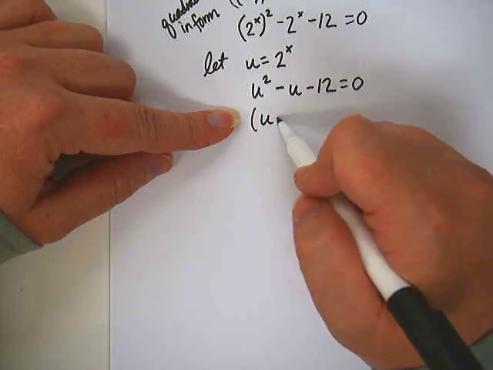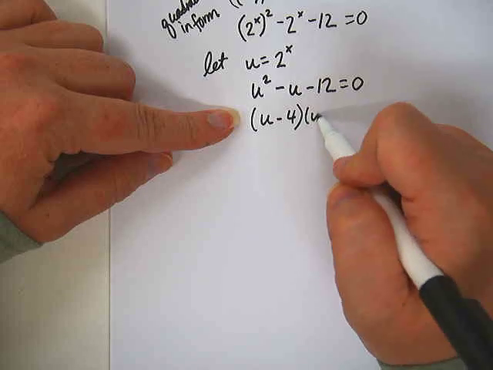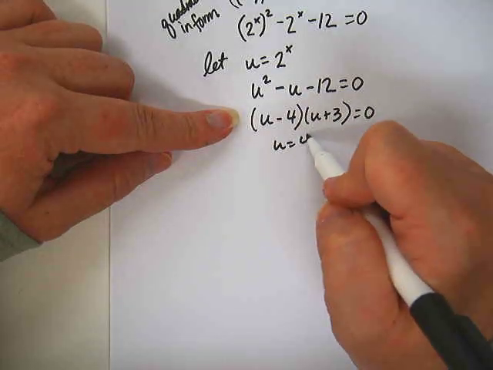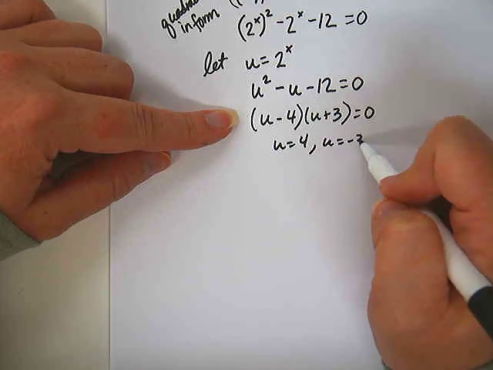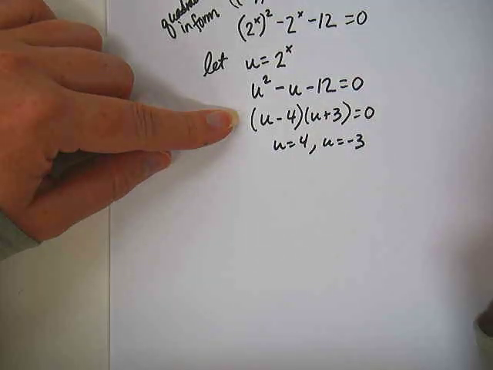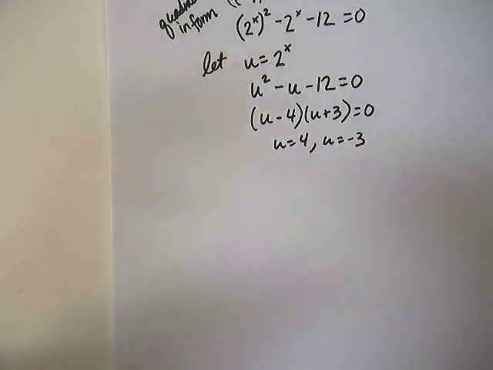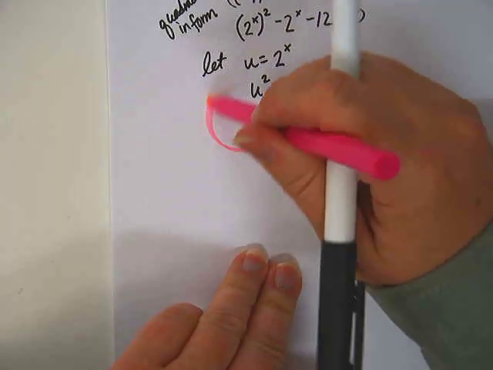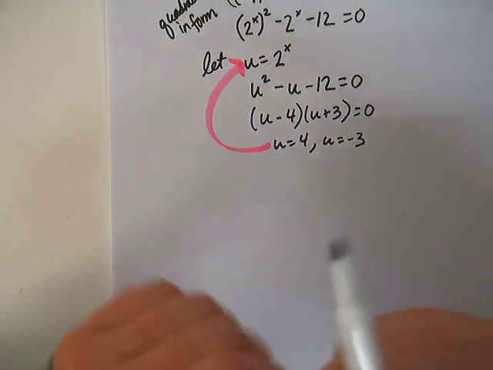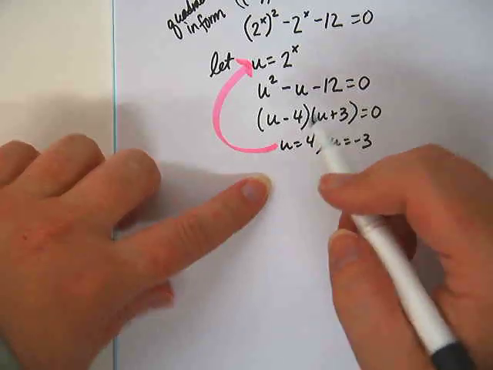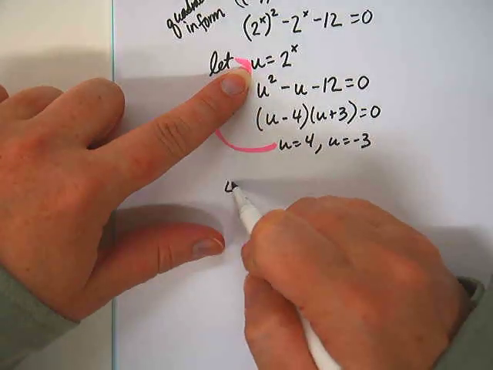So does it factor? I think it does. A negative 3 and a positive 4 will do the trick. So u can equal 4, and u can also equal negative 3. Okay, at this point we don't need to check anything. All we need to do is take those answers, if you remember, from our first test and our first section in the book, section 1.4. We have to plug those back in and solve them.